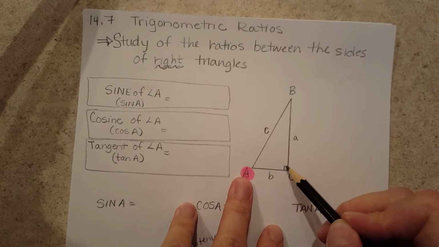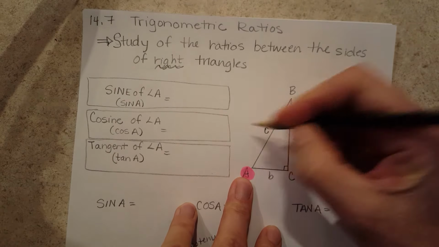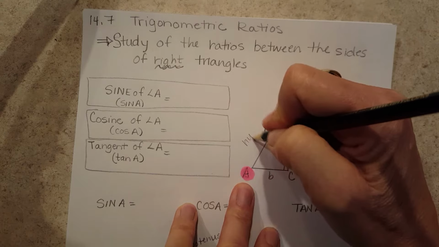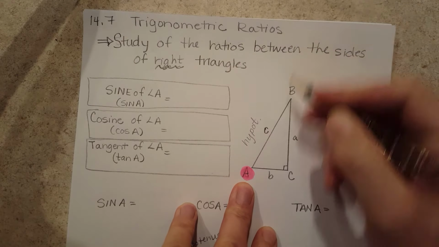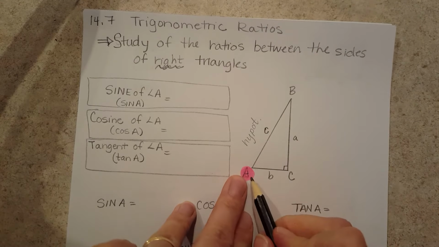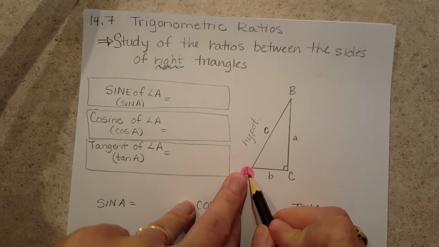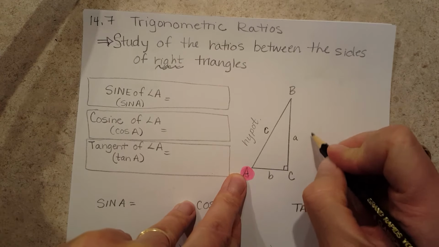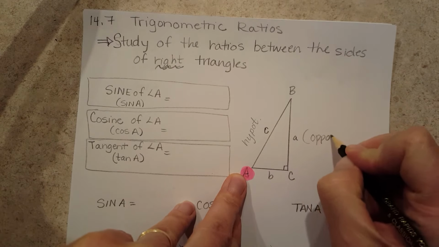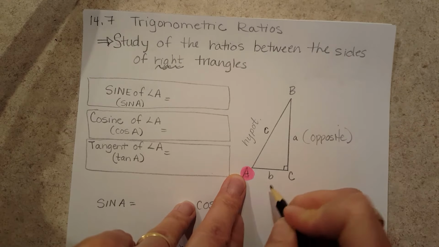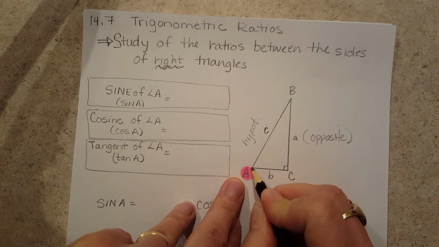Well, we know here's the right angle, so this is going to be the hypotenuse. And again, it's fairly easy to see that this is the longest one. But then if we're looking at angle A, the opposite would be this side, and the adjacent would be this side right next to it.